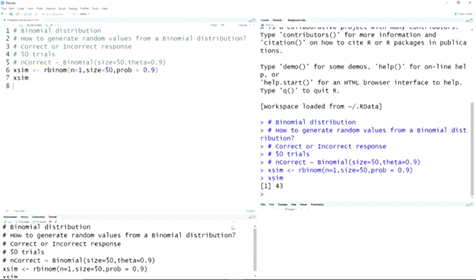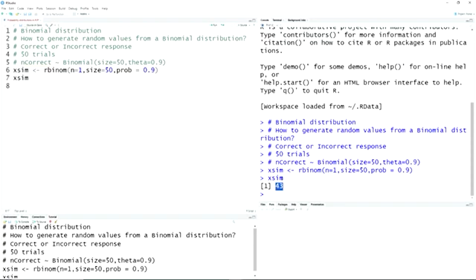Okay. So once I executed, I see this output. It gave me 43. There were 50 trials in this experiment. I knew the true probability of correct response, which was 0.9, and I simulated a random experiment. Basically, let's say I called a participant and asked the participant to do this task, and this is the output I got.